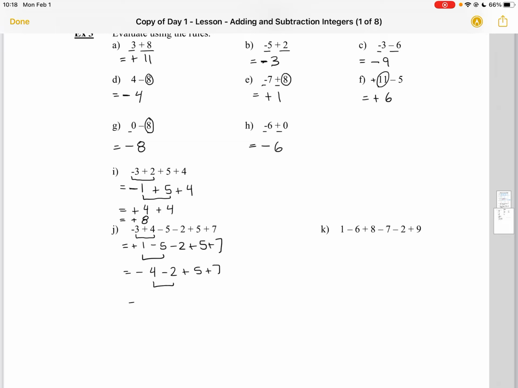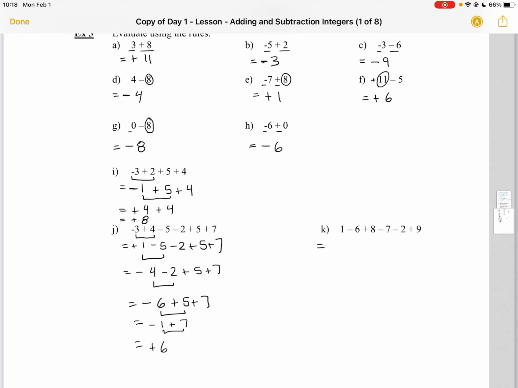I'm going to keep going. Minus 4, minus 2, the signs are the same, so I keep the sign and I add the numbers, plus 5, plus 7. My next pair, the signs are different, so I keep the sign from the larger number and I subtract the numbers. My last pair, the signs are still different, so I keep the sign from the larger number and I subtract.